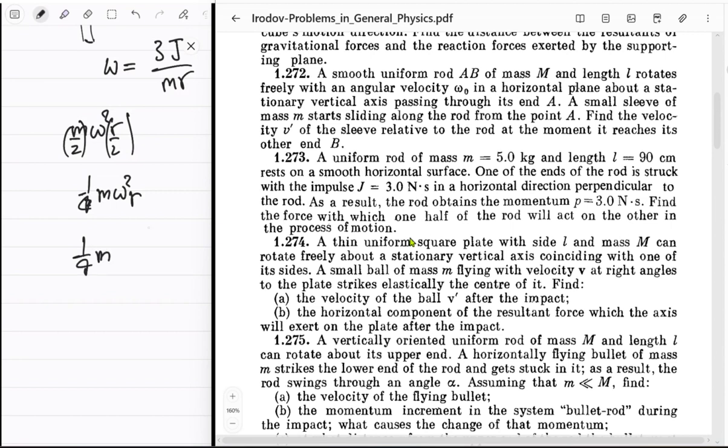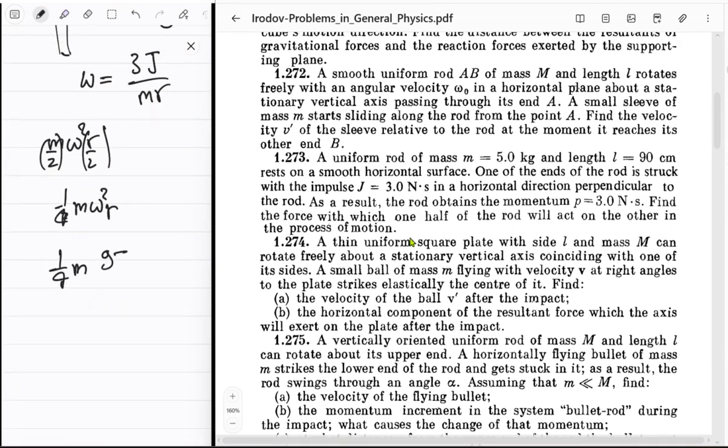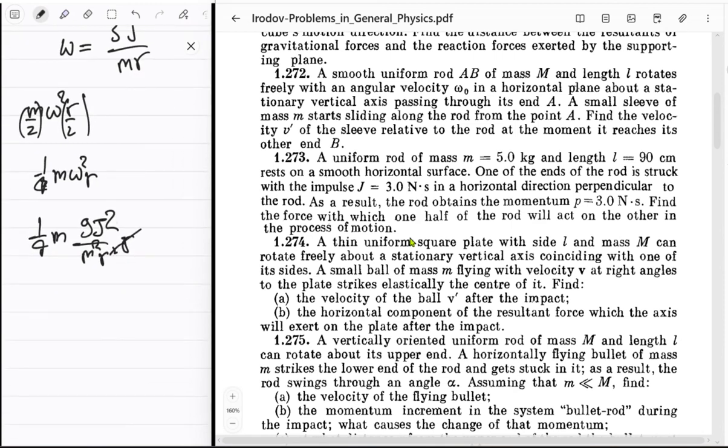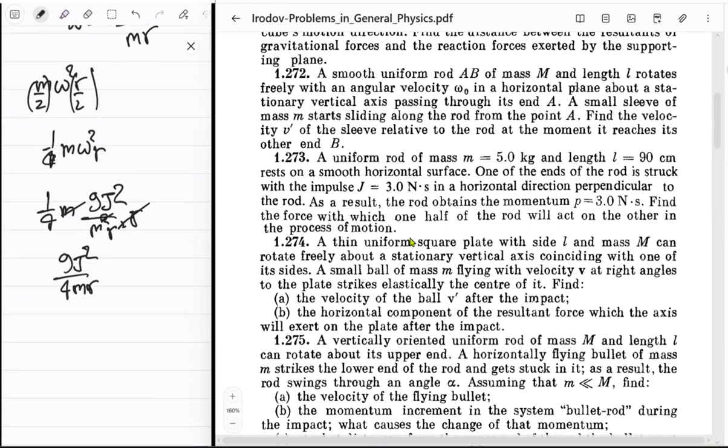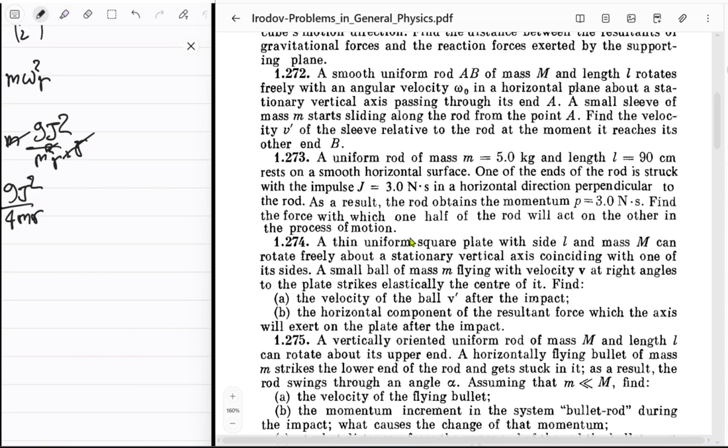So 1/4 m omega squared, where omega squared is 9j squared upon m squared r squared, and then times r. One of these cancels. It's just 9j squared upon 4mr. Cool. Dimensionally, is this correct? J is kg meter per second. So you might have mv squared. So this is m squared v squared, so mv squared, and nothing upon r.